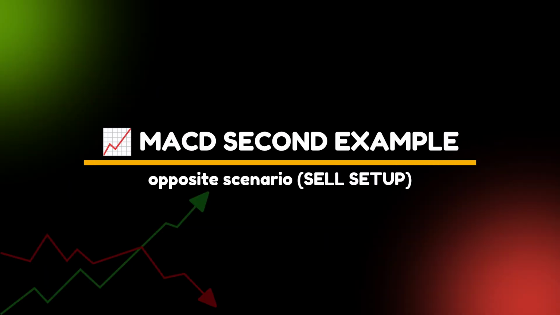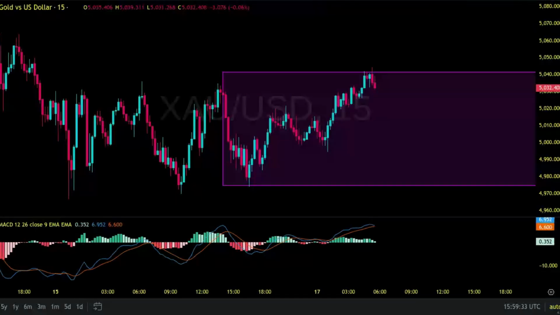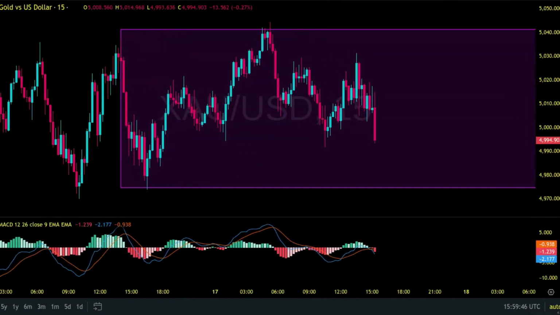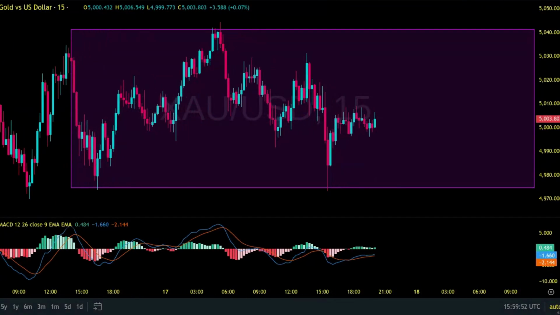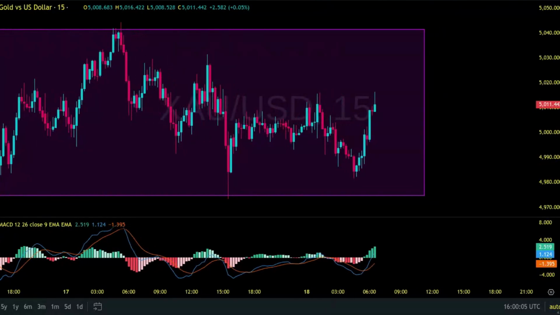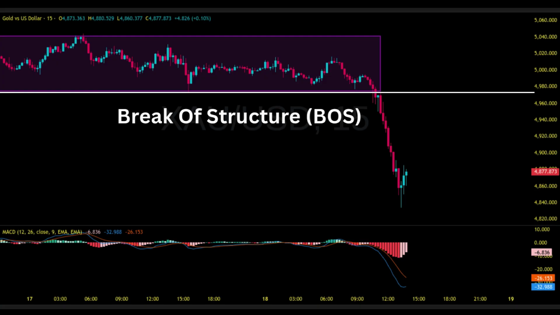MACD, second example. Opposite scenario. Sell setup. Let's look at one more example. In this chart we can see a clear consolidation between two price ranges. Price sweeps the liquidity, then breaks this minor low. This break of structure tells us sellers are now in control.